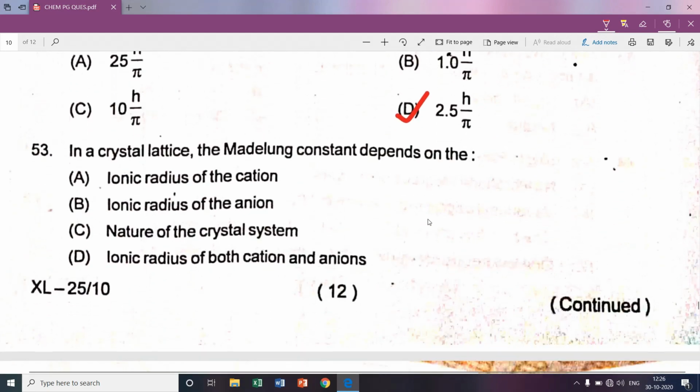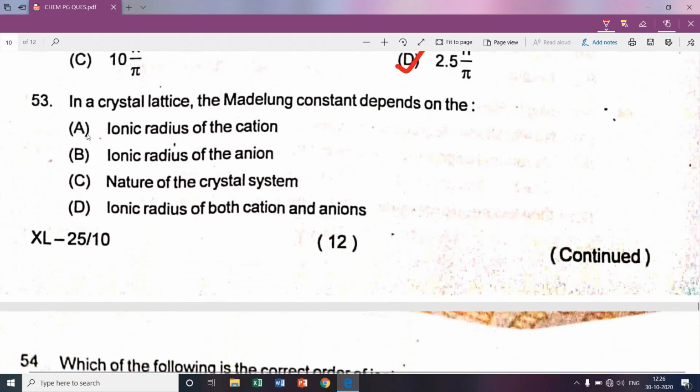53. In a crystal lattice, the Madelung constant depends on the nature of the crystal system. Option C is the right answer, and the lattice energy depends on options A, B and D.